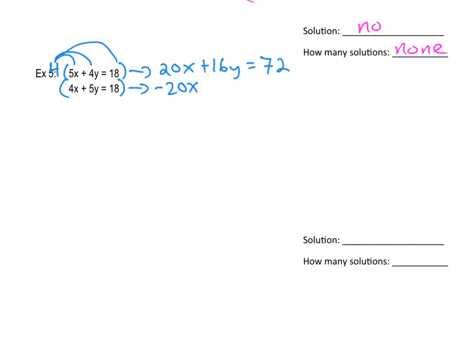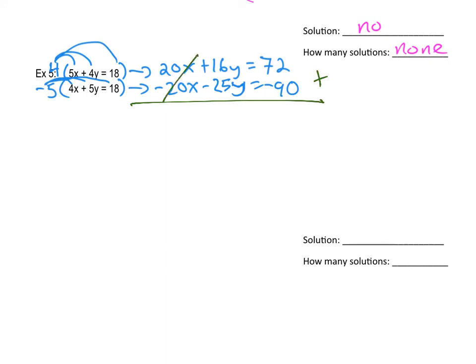Last thing we do is look at the other one. What times 4x will give us negative 20? We have to use negative 5 down here. We'll multiply everything by negative 5. So negative 20x, negative 25y equals negative 5 times 18, which is negative 90. Now we have our opposites on the x. Now we're going to combine these two equations and eliminate the x.